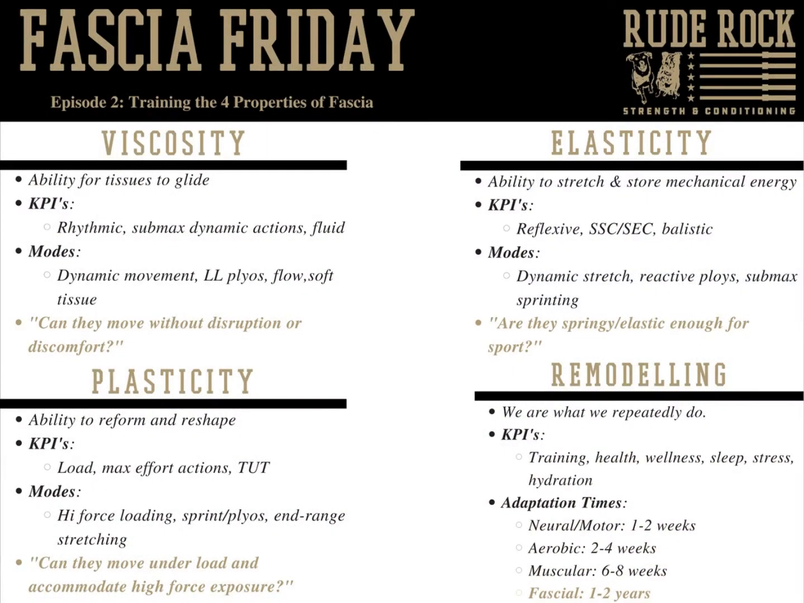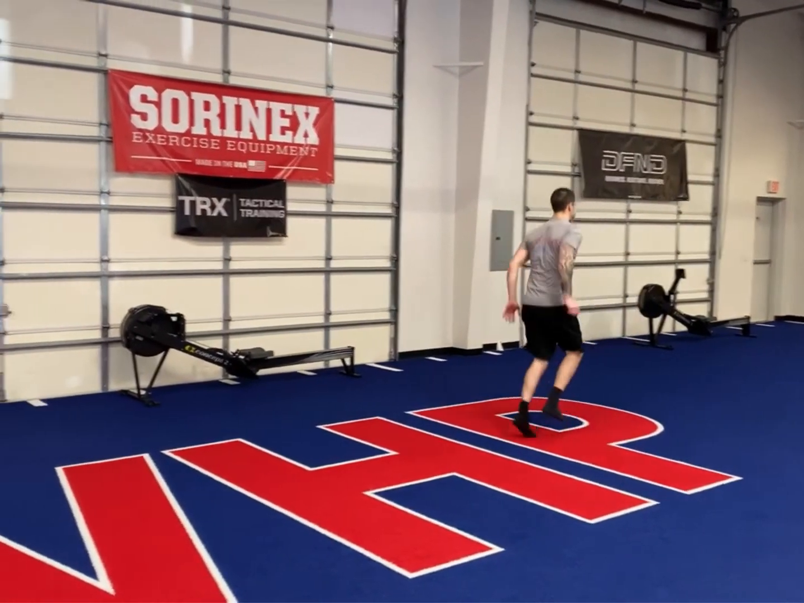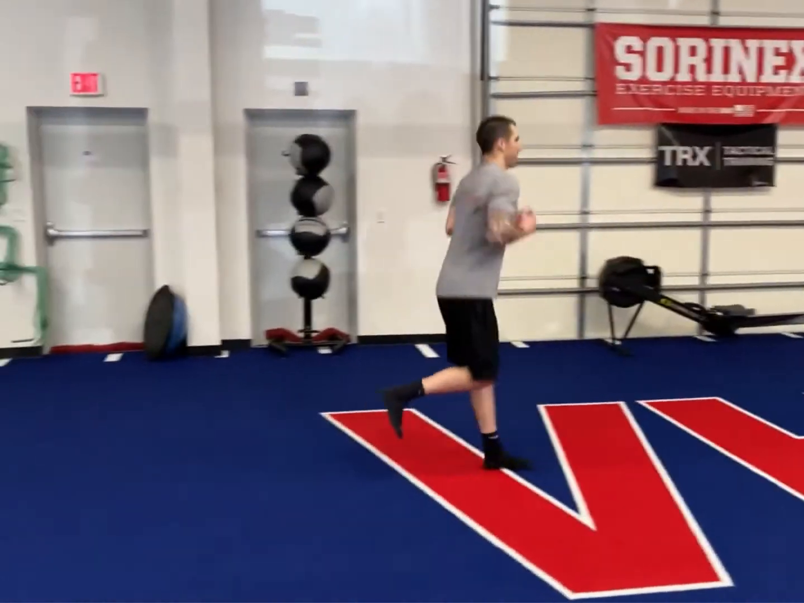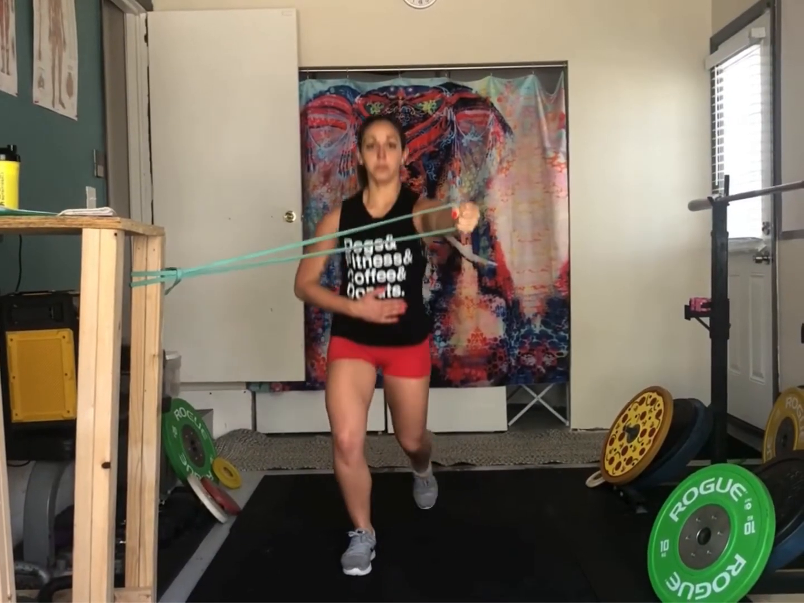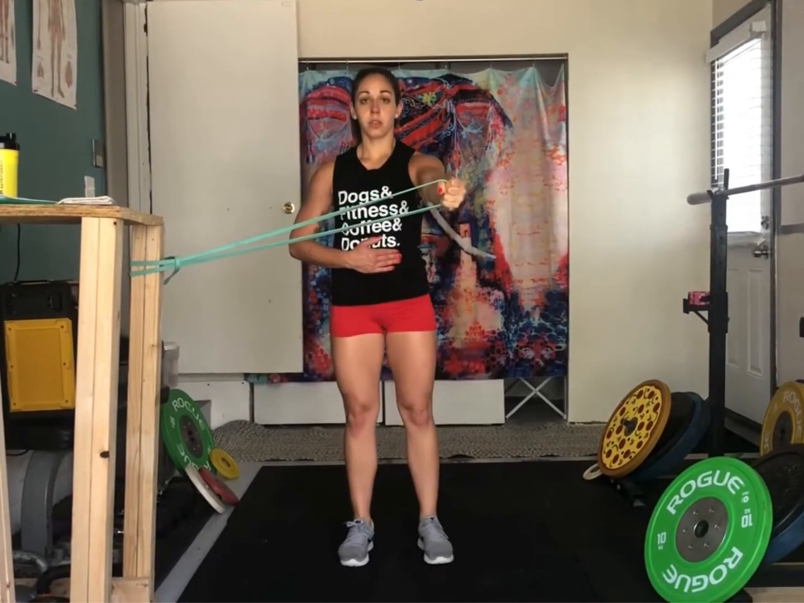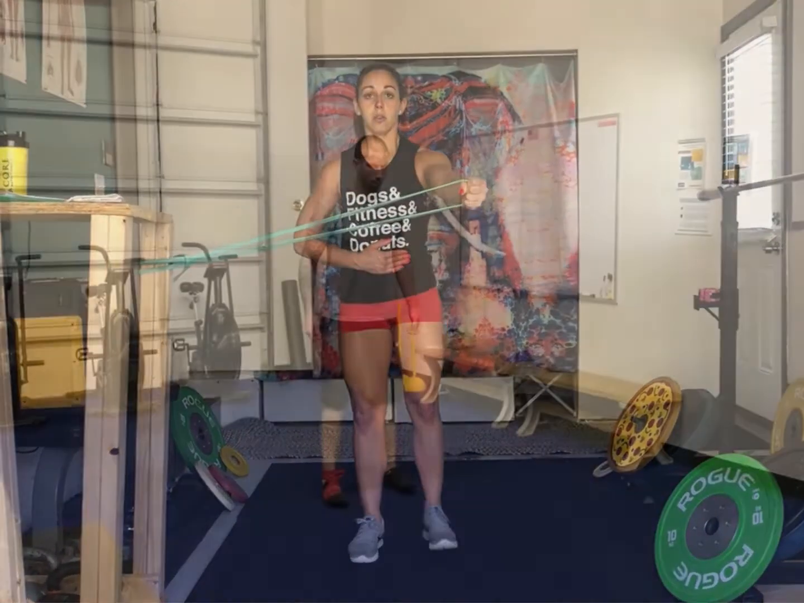So now if we look quickly to the four properties themselves, I mentioned viscosity, elasticity, plasticity, and remodeling are the four marquee properties of fascia. So starting up here in the top left, our viscous properties, or our ability for tissues to glide without the presence of friction, are going to be really dependent on rhythmic movements, submaximal dynamic actions, and just general fluidity of movement. So for this, I'm thinking about general dynamic movements, things like hops, low-level skips, lunging and crawling patterns with reaching and rotations. And then, we can also look at soft tissue modalities such as flossing or cupping.